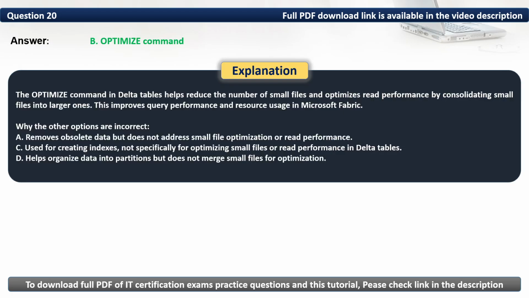The optimize command in Delta tables helps reduce the number of small files and optimizes read performance by consolidating small files into larger ones. This improves query performance and resource usage in Microsoft Fabric.